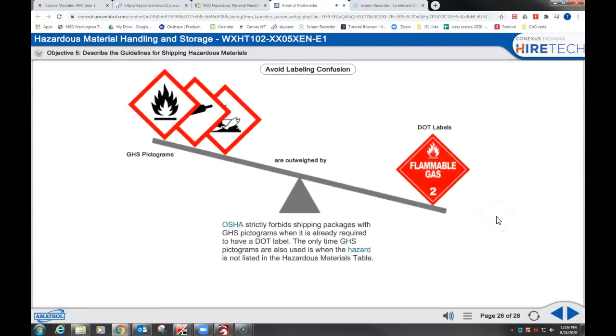OSHA strictly forbids shipping packages with GHS pictograms when it is already required to have a DOT label. The only time GHS pictograms are also used is when the hazard is not listed in the hazardous materials table. OSHA made this ruling because having two different labels that address the same hazard can confuse people handling the chemical.